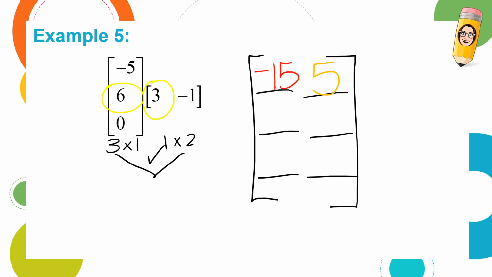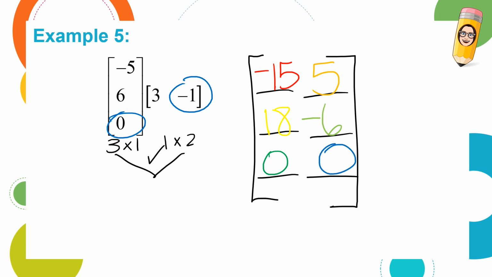Middle left. Middle right. Bottom row. Bottom left. And bottom right. So even though it ended up being a much bigger matrix, it really wasn't too bad.